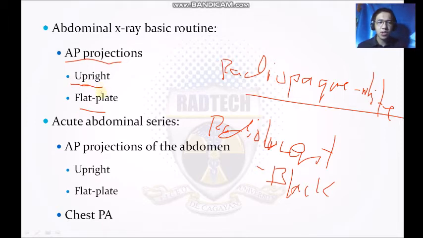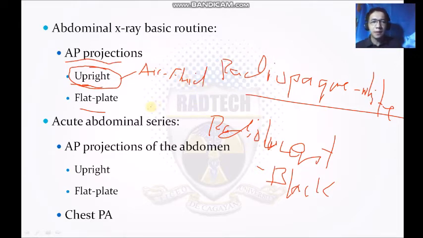So the first position nga i-take ni patient is the upright position. So the purpose for this is to demonstrate air fluid level. Okay, so that is the main purpose for an upright nato sa atong abdominal x-ray. So if ever na ay problem sa patient sa iyang intestinal tract, we can demonstrate the air fluid level using the upright nga positioning of the patient.